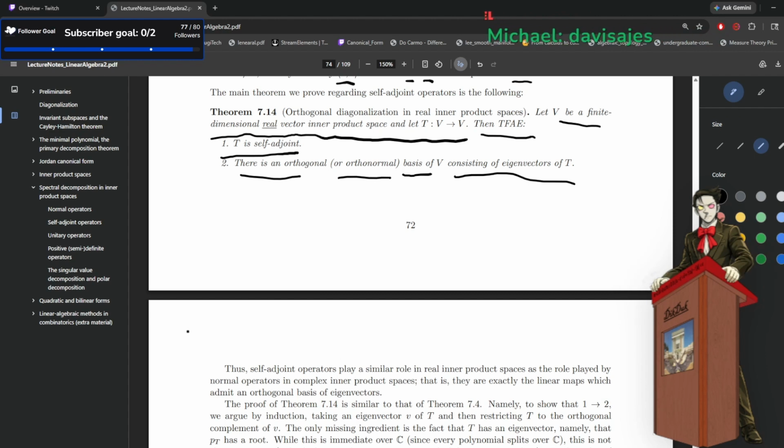Now, to read this with my mind, instead of just my eyes, I'm going to go over it again. If V is a finite dimensional real inner product space, and T from V to V is a linear map, then T being self-adjoint is the same as there being an orthogonal basis of V consisting of eigenvectors, i.e. we're going to have an eigenbasis if T is self-adjoint.